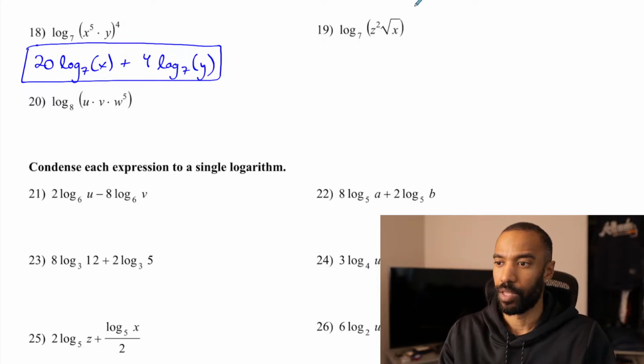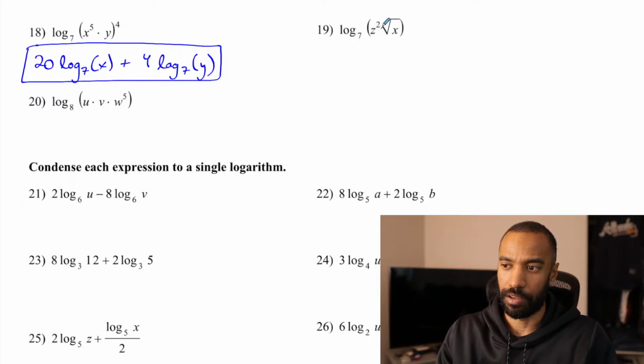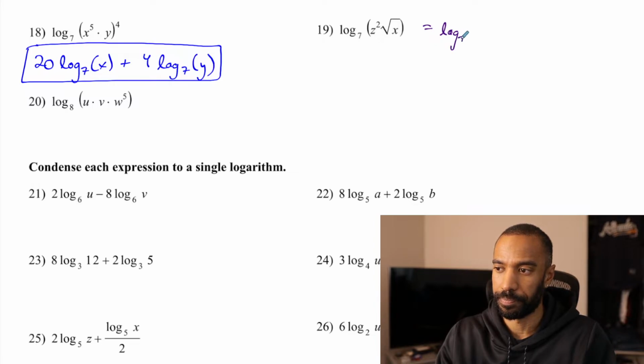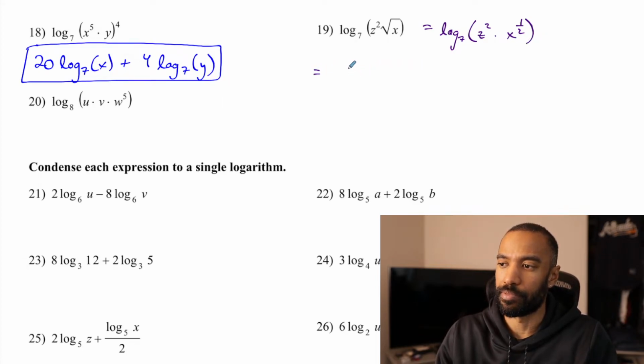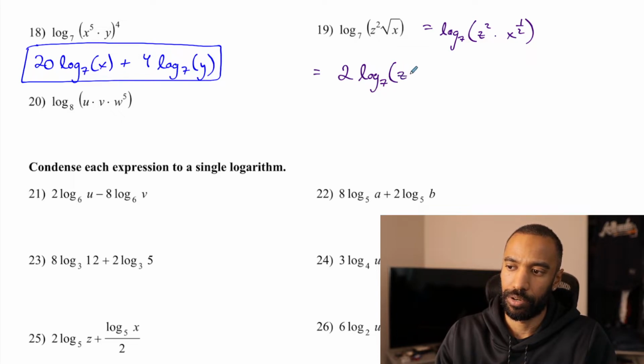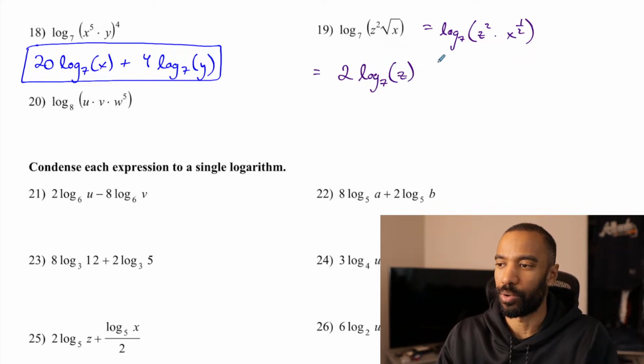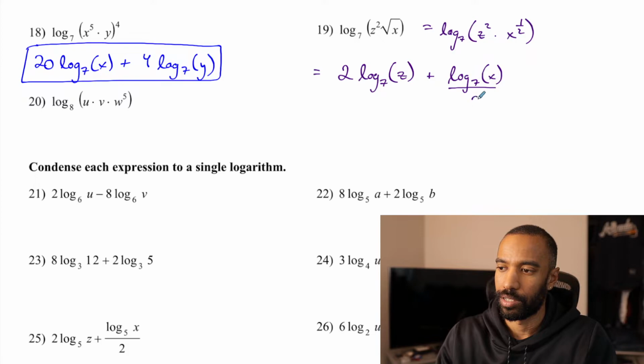All right, log base 7 of z squared times the square root of x here. Remember that square root of x is x to the 1/2 power. Let's go ahead and write that to start. So as we split this thing up into a sum of 2 different logs, the 2 pulls in front of z's log. I don't know if that's correct to say z's log, but I hope you know what I mean when I'm doing that. And then the 1/2 power that multiplies in front, I'm going to go ahead and divide it by 2. Like so. And there you go.